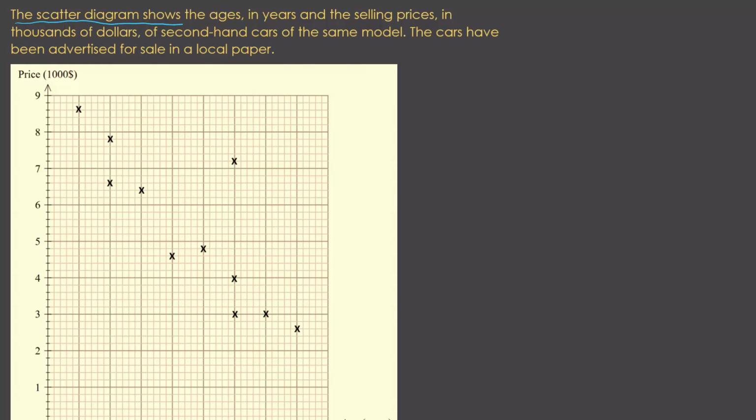The scatter diagram shows the ages in years and the selling prices in thousands of dollars of second-hand cars of the same model. That's important because it gives us a point of comparison. The cars have been advertised for sale in a local paper.